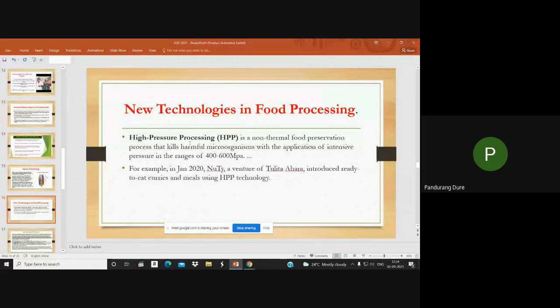That is high pressure processing. To avoid thermal processing, we have to switch to non-thermal high pressure processing for preserving different food products. Due to thermal processing, there is a loss of nutrients and also a loss of some amino acids present in the food. So this is a recent technology in food processing. Using high pressure processing, we can preserve different food products like ready-to-eat curries and meals. Some startups have also started in this sector.